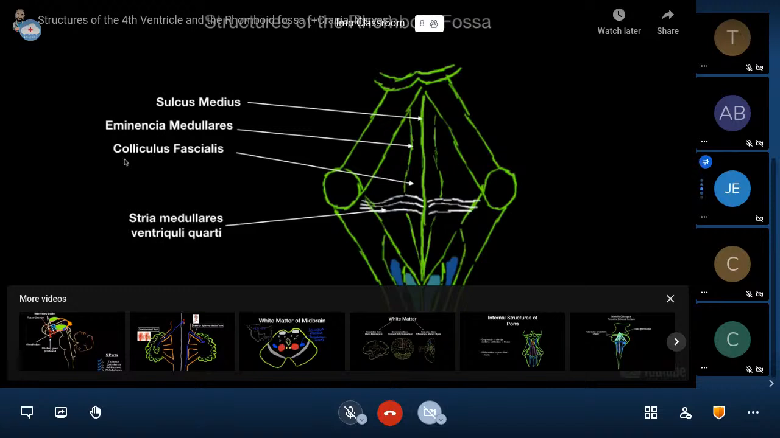So every other thing there: striae medullares contain auditory fibers. That's correct. Superior medullary velum forms the upper border. That's correct. Facial colliculus is formed by the facial nucleus. That's correct. Damage of the fourth ventricle may lead to death of the vital structures located within. That's also correct. So A is the answer.